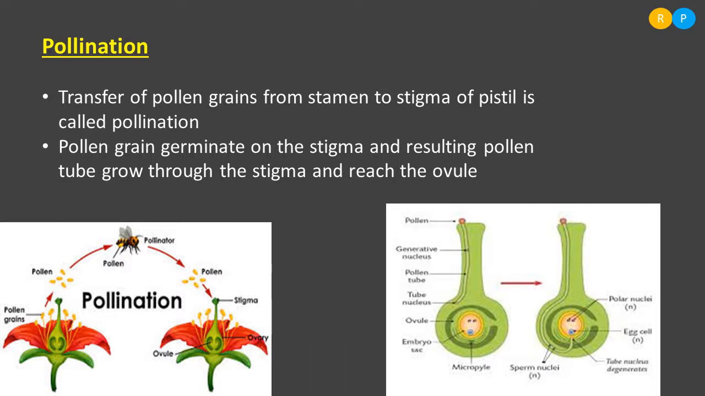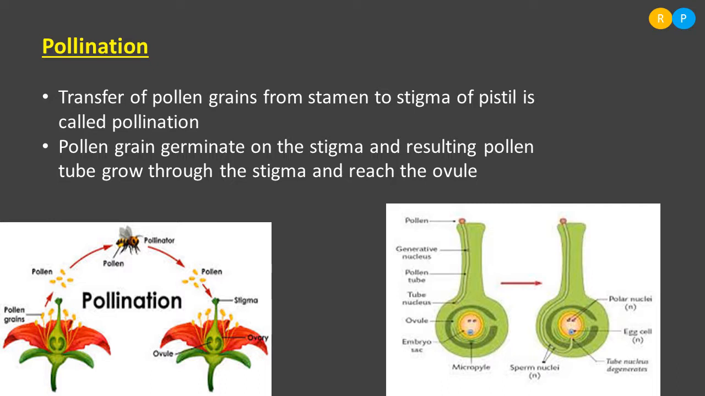Understood, right? And finally, when it reaches the female gametophyte, it releases all the content towards the female gametophyte. That means all the male gametes are discharged into the female gametophyte. So the question is, how many male gametes are there in the pollen grain? The number of male gametes present in the pollen grain is 2. Understood, right? So 2 male gametes are carried towards the female gametophyte through the pollen tube.